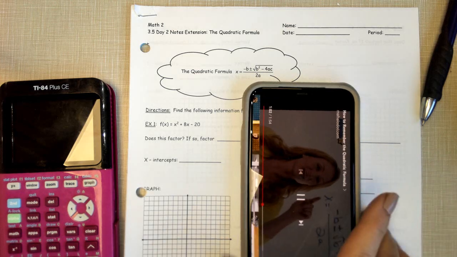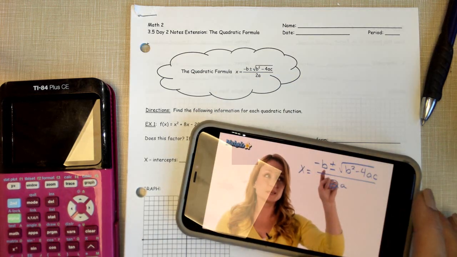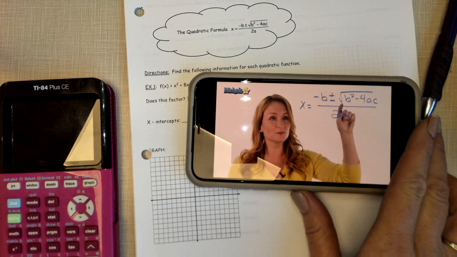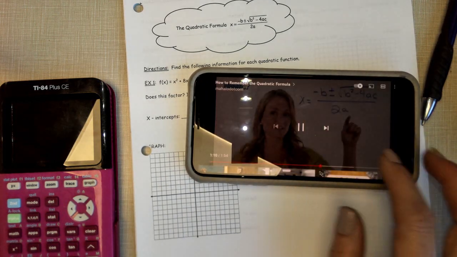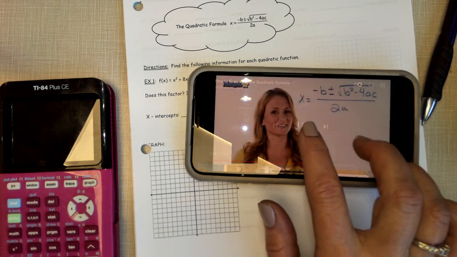X equals opposite B plus or minus the square root B squared minus 4AC divided by 2A. Learn this, you'll never forget it.